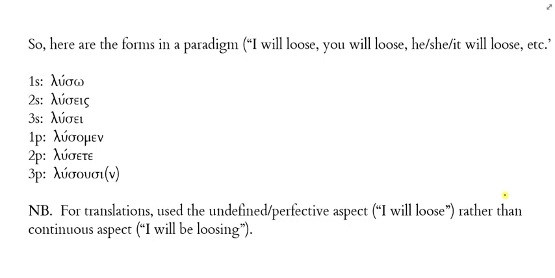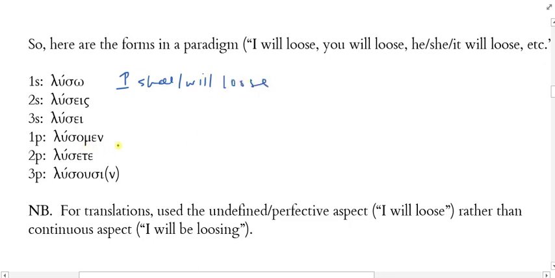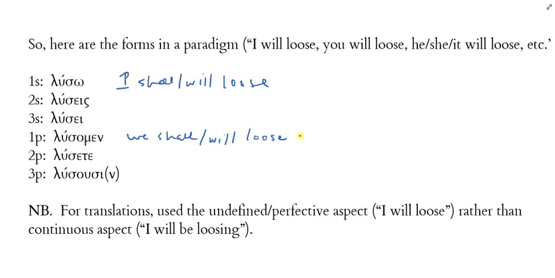Now, you heard me translate the first person singular and the first person plural as I shall or will loose, and we will loose. Why am I using shall here? Because you're translating the King James Version. This is King James English. Well, basically, that's right. The King James translators spoke proper English.